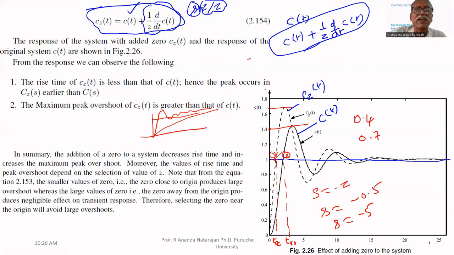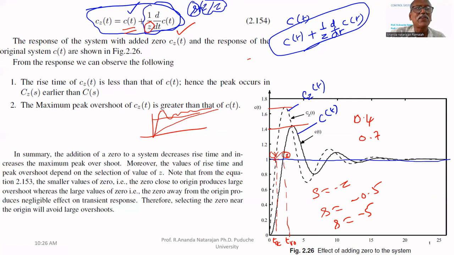This we can understand from equation 2.54. What does 2.54 say? C of t is the original response. Am I correct or not? It doesn't give any overshoot. It is sluggish. If you add this additional component, the rise time is decreased and overshoot is higher. If you put Z in the denominator, overshoot will be less, definitely. A large value of Z means overshoot will be less. So if we select Z far away from origin, a large value of Z means overshoot will reduce.